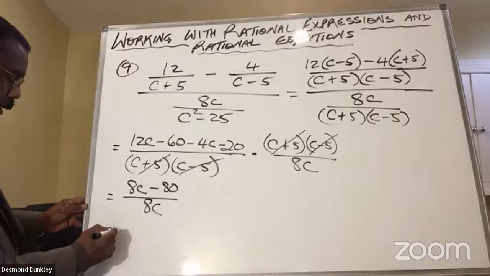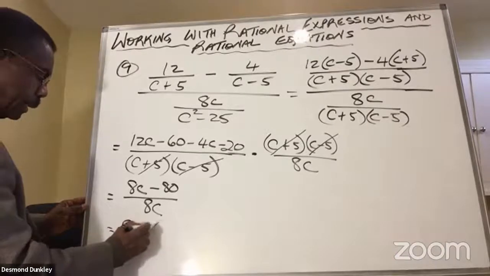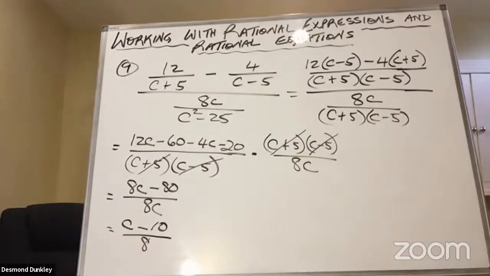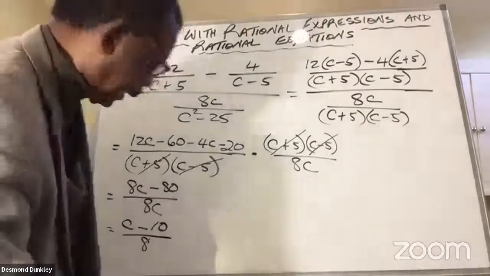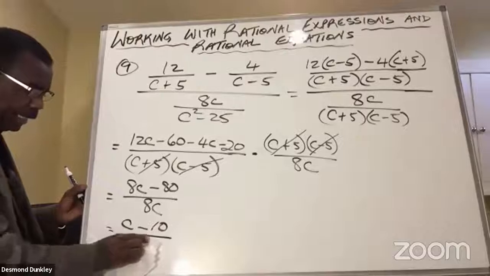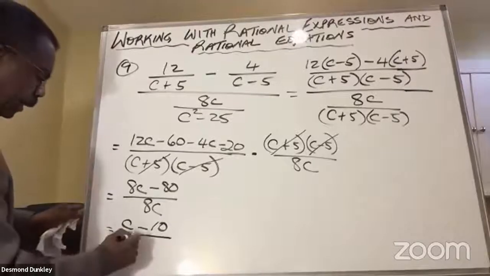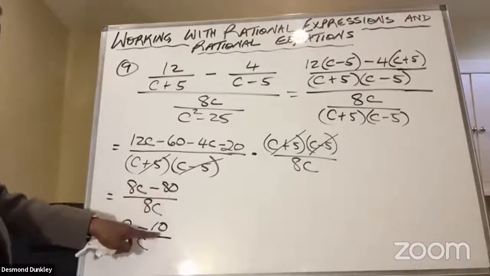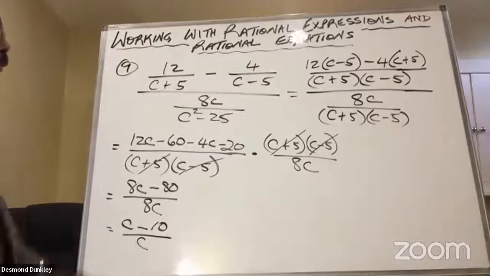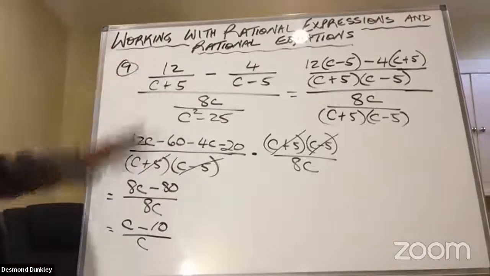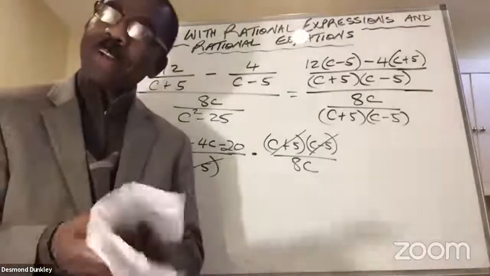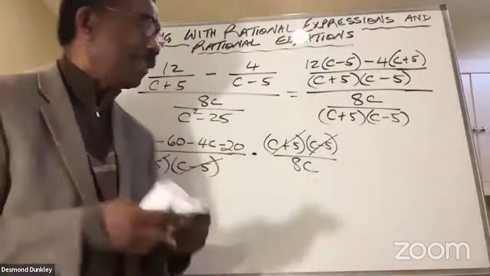And we end up with C minus 10 all over 8, sorry, all over C. 8C divided by 8 gives me just C. So divide this by 8, we get C. Divide this by 8, we get negative 10. Divide this by 8, we get C. That's our final answer. So we move from this to this. So now we are ready to transition into solving rational equations.